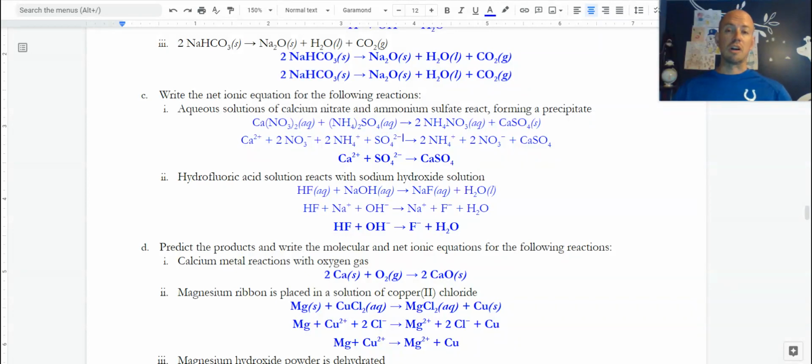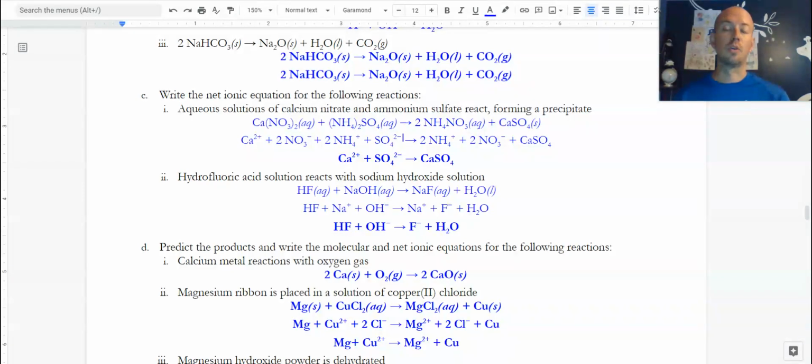That allowed us to cross out our ammonium and our nitrate, or to know that the calcium and the sulfate would be our product. With practice, we could think about, well, I know that nitrate won't be in my precipitate. I know that ammonium won't be in my precipitate. So the precipitate has to be the reaction of calcium and sulfate to make calcium sulfate.